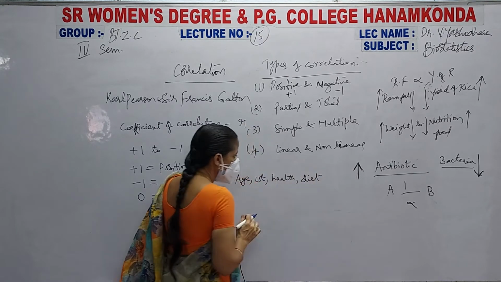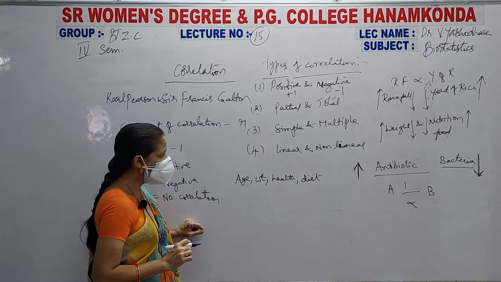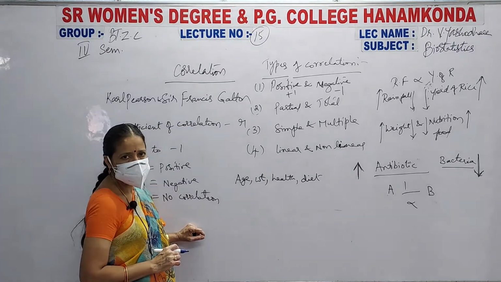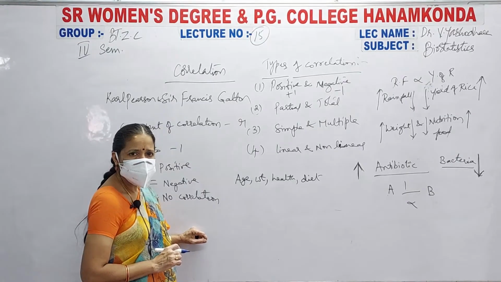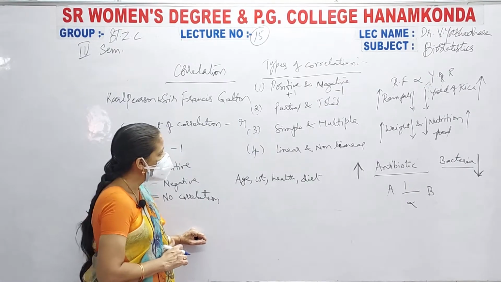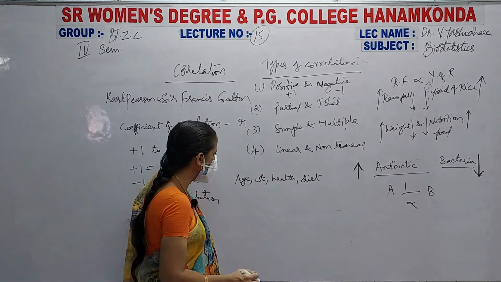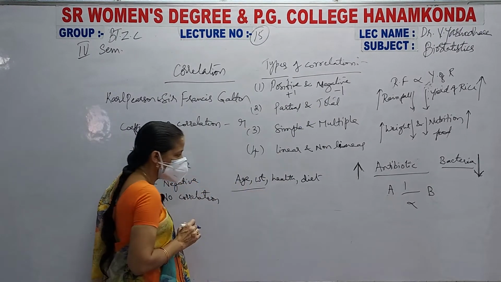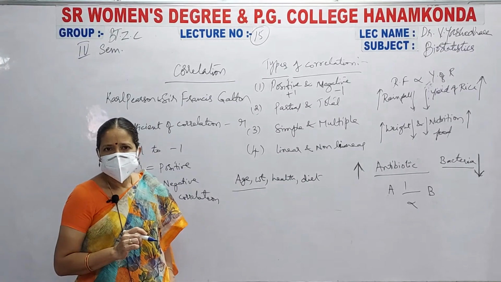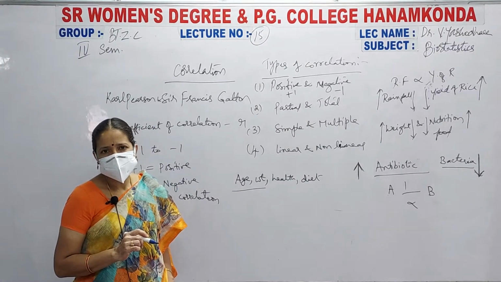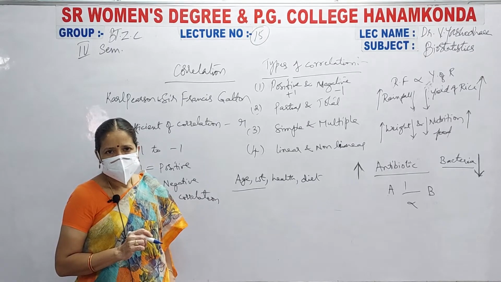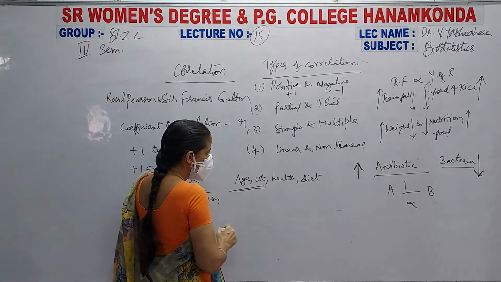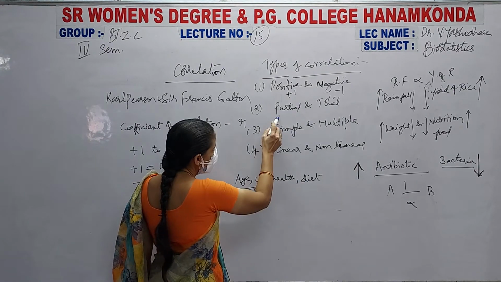Okay, there are 4 things: age, weight, health and diet. These are the 4 things that are present in a child. Now when you go to a doctor, partial correlation means if you are taking 2 variables only, if you are taking 2 variables at a time, and that is known as partial correlation.